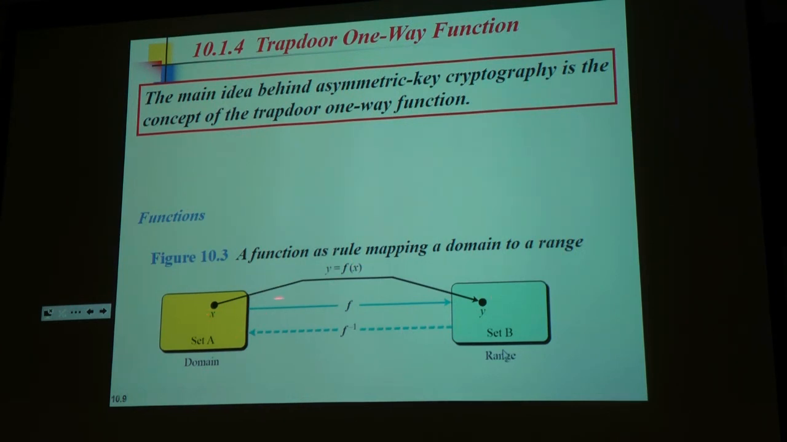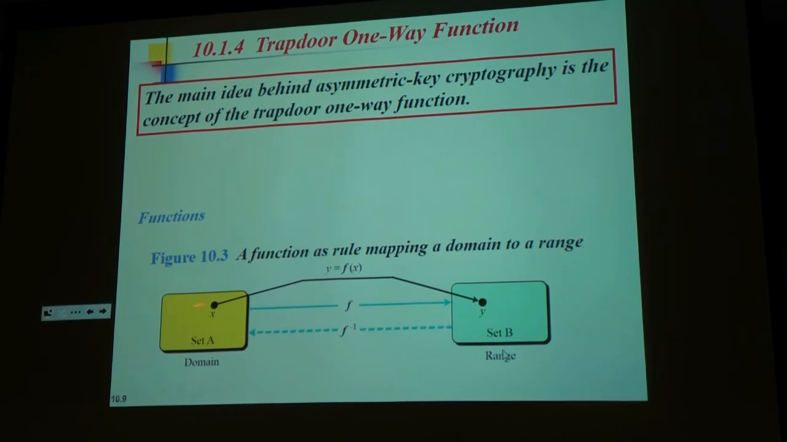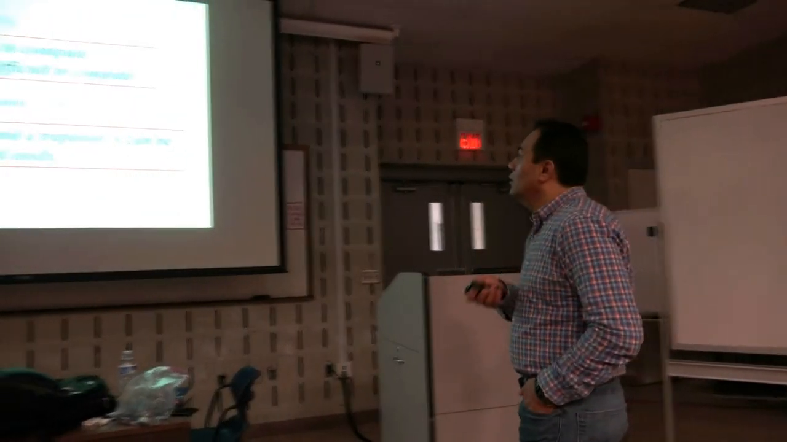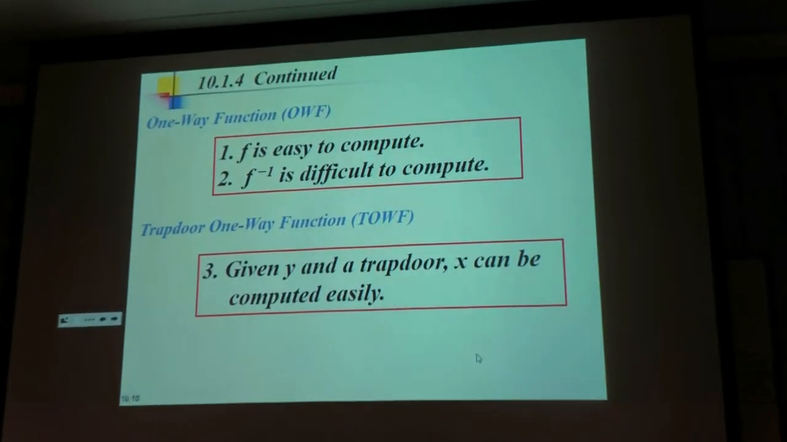That's the f reverse. So you could use f reverse. It's one-way. This is a two-way function in here. However, this is a one-way function, but we can go back because we have something called a trapdoor. We'll talk about the trapdoor in a second. So the one-way function, or we call it OWF.